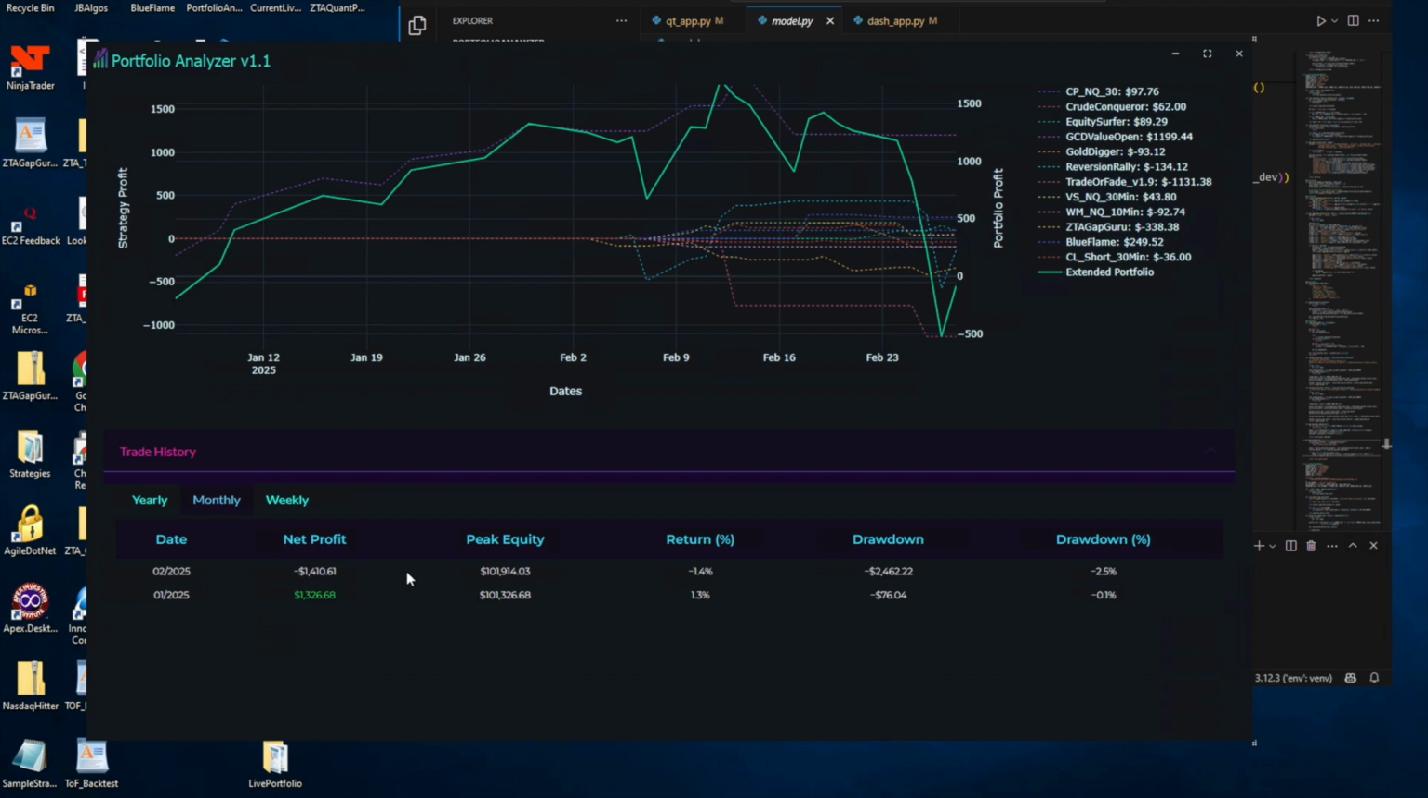So I wanted to just walk you through how the ZTA quant portfolio has performed in February, and I wanted to, of course, as always, in full transparency, walk you through how our portfolio has performed as well.